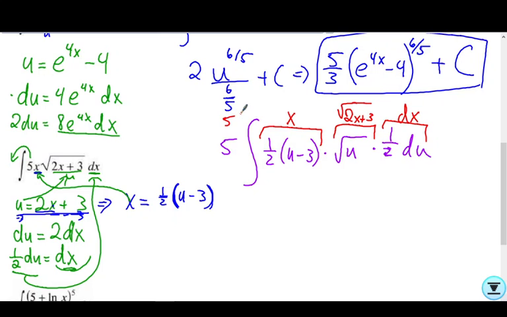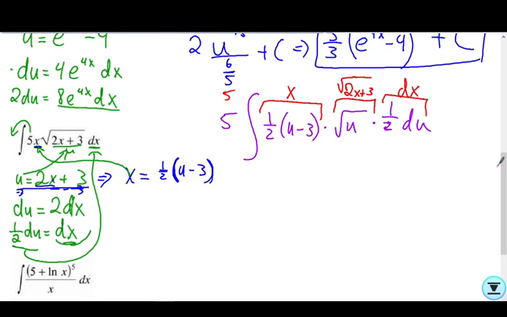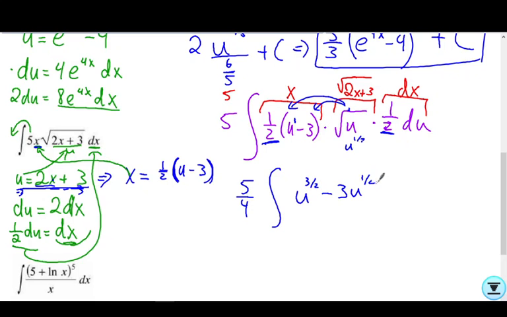So I'm still accounting for all of my stuff. It's just now in terms of u. So now I'm going to simplify. This 1/2 and this 1/2 are constant, so I move that out. So I get 5 over 4. I'm going to distribute this in here by using u to the 1/2. So when you have two things with the same base, you add their powers. So this ends up being u to the 3/2 minus 3u to the 1/2 du.